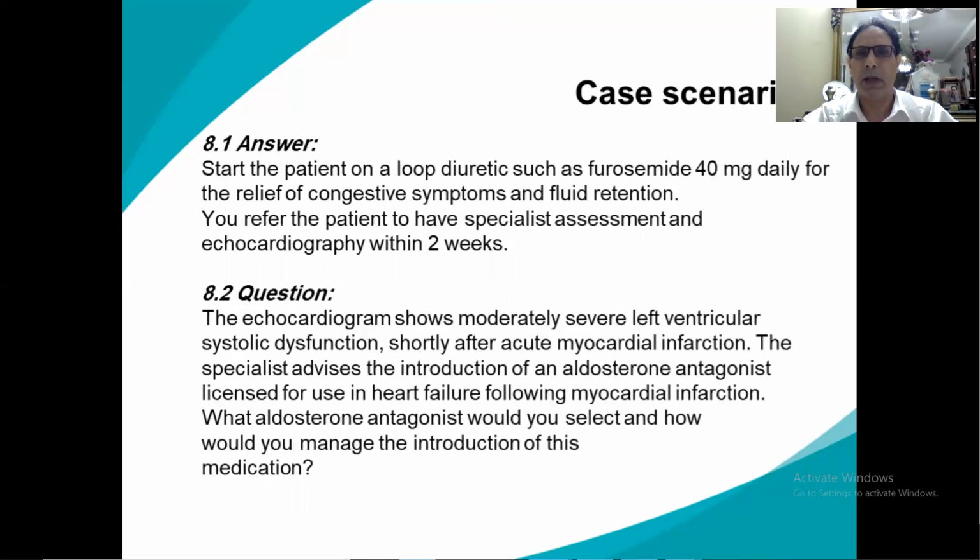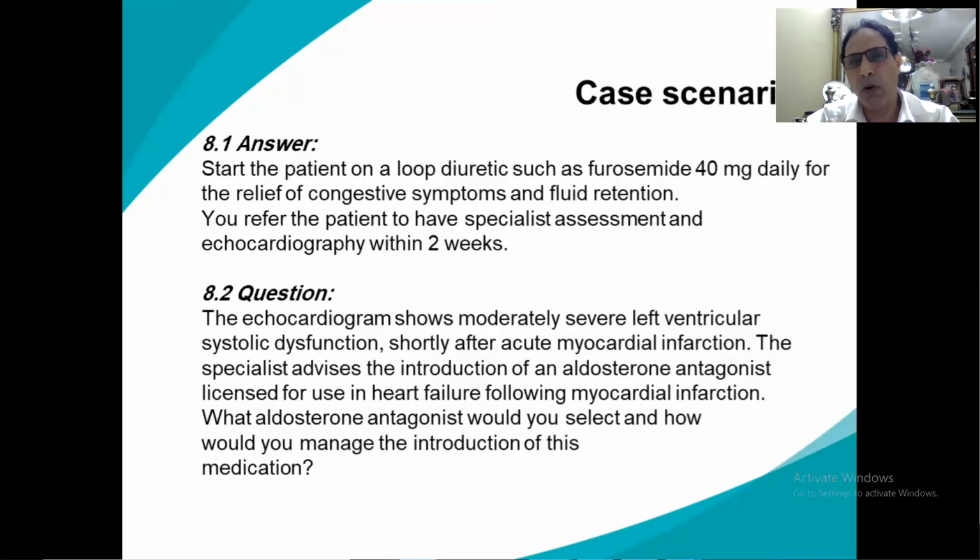What to do? You should start with a diuretic, furosemide, for relief of congestion and fluid retention, and refer the patient for specialist assessment with echocardiography. The echocardiography in such a case found moderate to severe left ventricular systolic dysfunction, which means heart failure with reduced ejection fraction, shortly after acute myocardial infarction. The specialist advised introducing an aldosterone antagonist, I mean Aldactone, following myocardial infarction. Which aldosterone antagonist would you select, and how would you manage this medication?